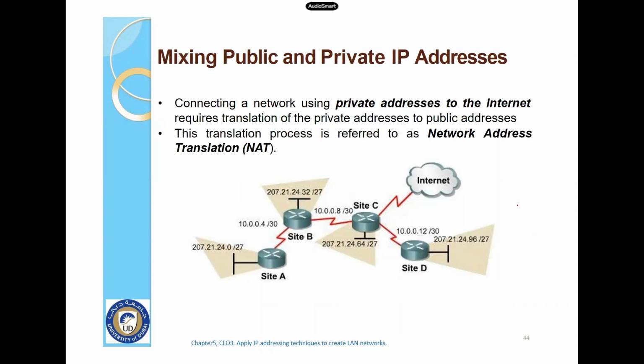Now, when you mix public and private addresses, you need a translation of the private address to the public address. So there should be a device or a protocol, a translation process called network address translation, NAT. When you mix private and public, they have their own domains and their own IP addresses. It's a standard to avoid overlap between private addresses and public addresses. You need the process of translation to convert the private address into a public address.